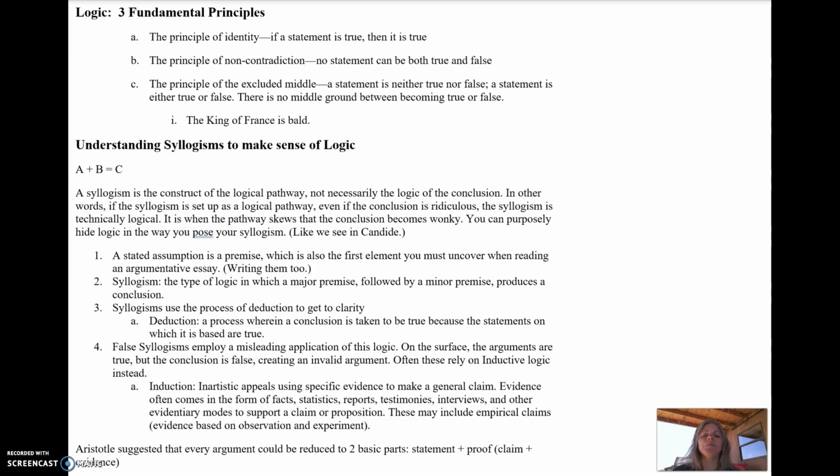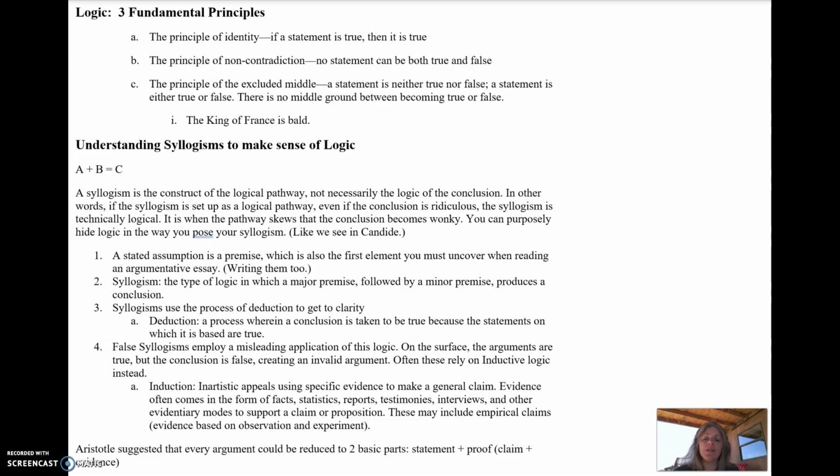Okay, so we have to think about how we follow that logic. Each of us follows logic a little bit differently. But if we go back to the three fundamental principles, we can recognize that there are absolutes about logic, even if we all kind of come at them from different perspectives. Okay, syllogisms generally use the process of deduction to get to clarity, and deduction is a process wherein a conclusion is taken to be true because the statements on which it is based are true. Okay, so Sherlock Holmes uses deduction to get from a variety of things down to one conclusion.